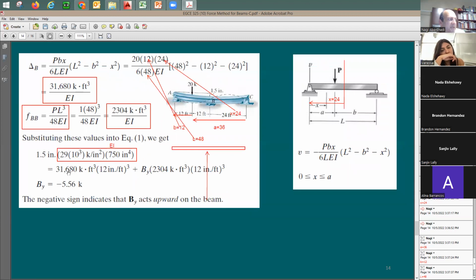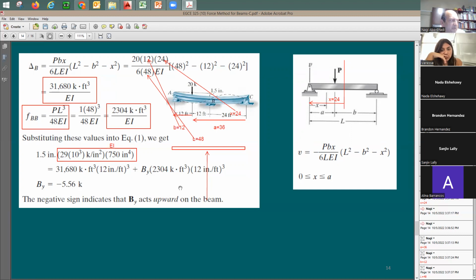Okay, it's going to be equal to the 31,680, and you see here EI vanished. It's not there anymore because I multiplied by 1.5 inch, plus BY times the 2304. And also I need to do a little adjustment for units.